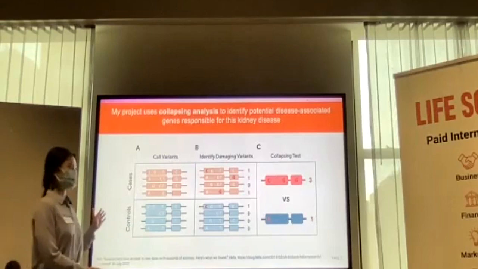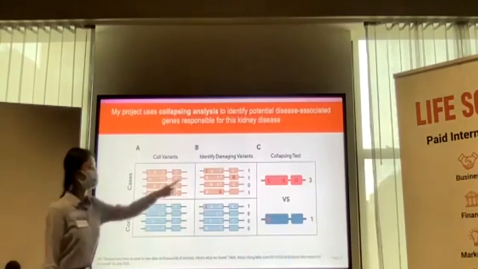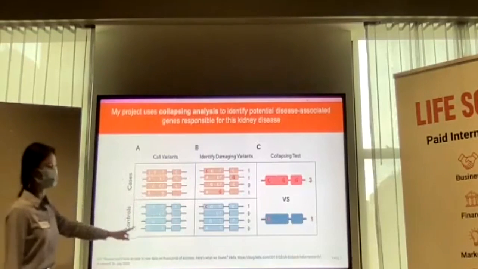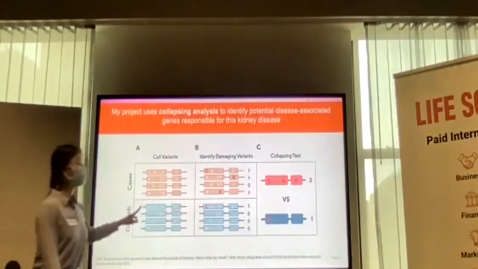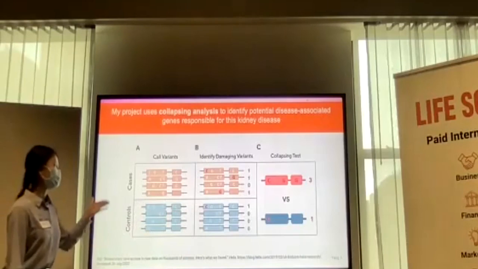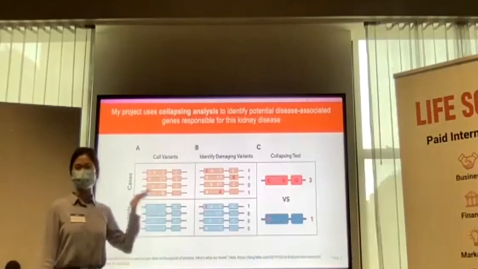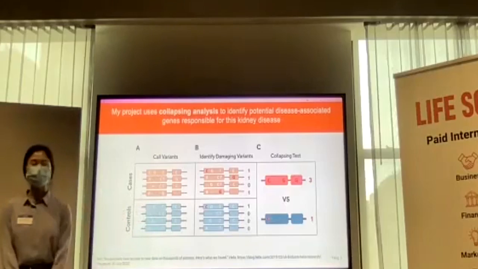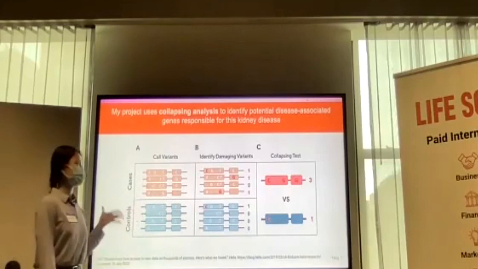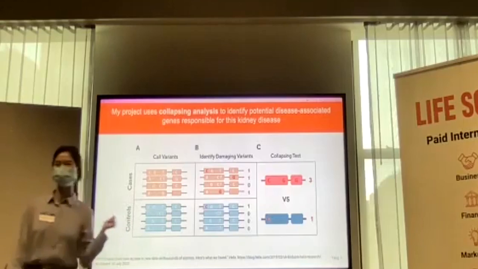So in this example right here, you can see that in the cases, we have 3 deleterious variants in this gene. However, in the controls, we only have 1 deleterious variant in this gene. Therefore, we can say that there's a high probability that this gene is responsible or associated with this disease. And so my project is using this type of analysis to find the disease genes behind the specific kidney disease.